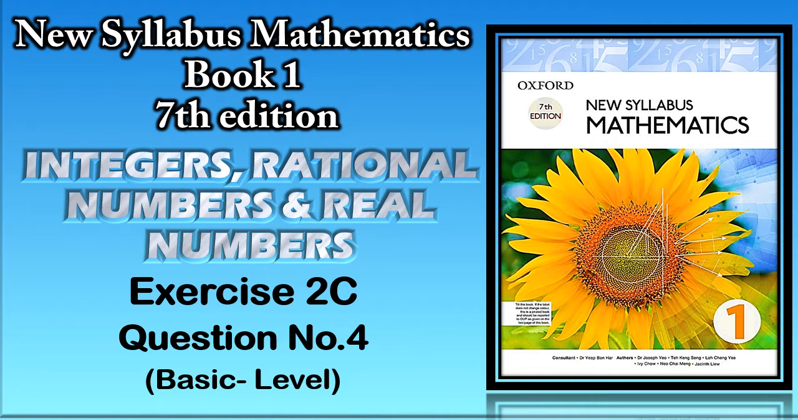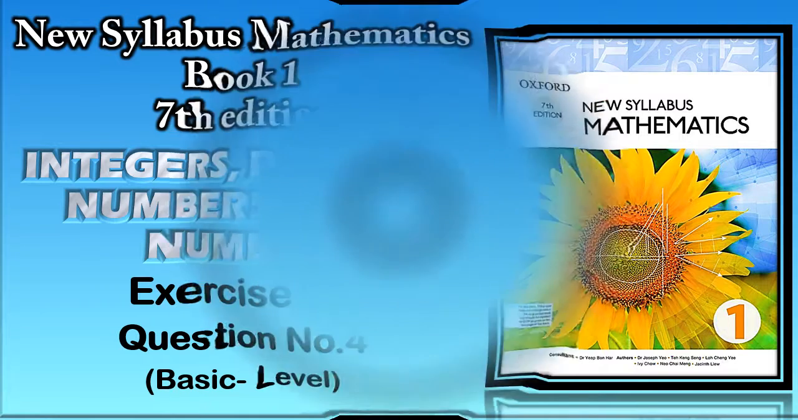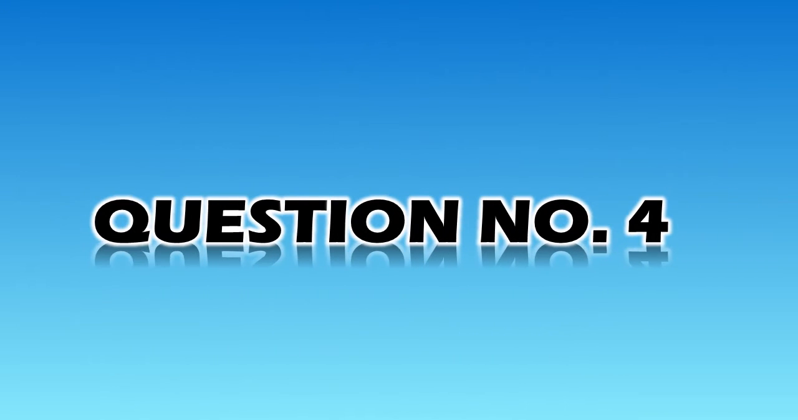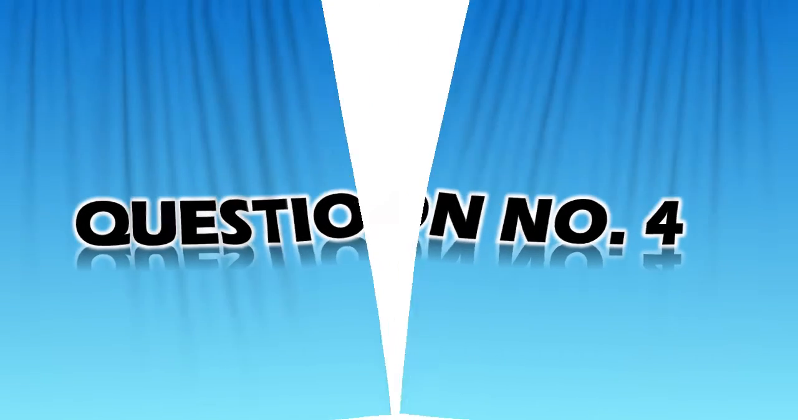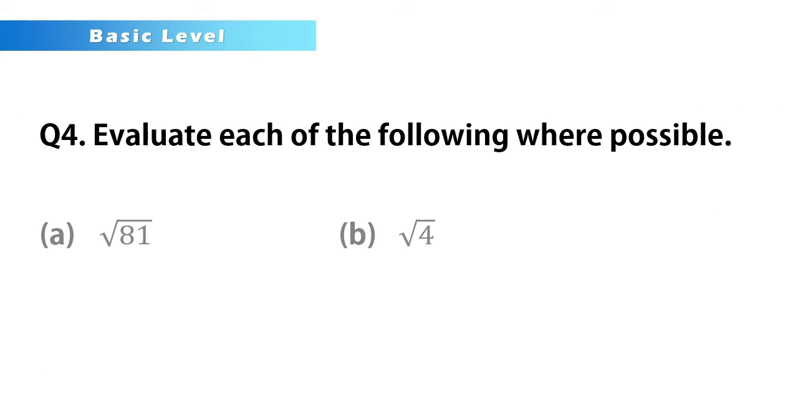New Syllabus Mathematics Book 1, 7th edition, Chapter 2, Integers, Rational Numbers and Real Numbers, Exercise 2C, Question number 4, Basic Level. Question number 4. Evaluate each of the following where possible.